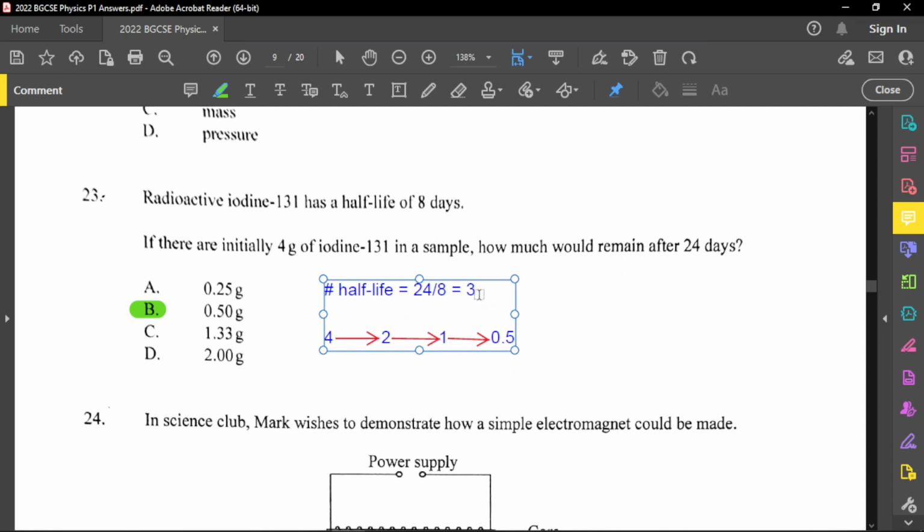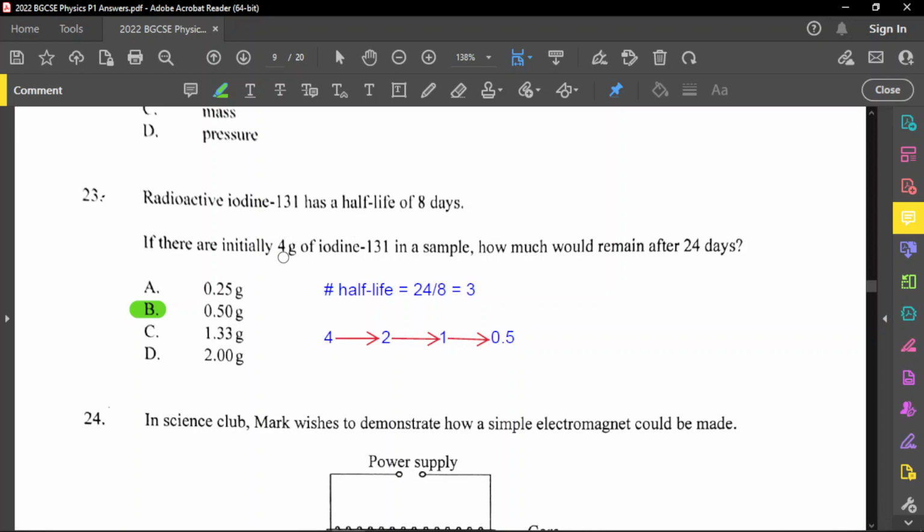A half-life is the time taken for half of the nuclei of a substance to break down, or half of the sample. You can say half of the mass as well, because remember, the nucleus determines the mass. So the time taken for half of the mass to break down, that's half-life. The time taken for half of the nucleus to break down, that's half-life. And so we have 3 half-lives here.